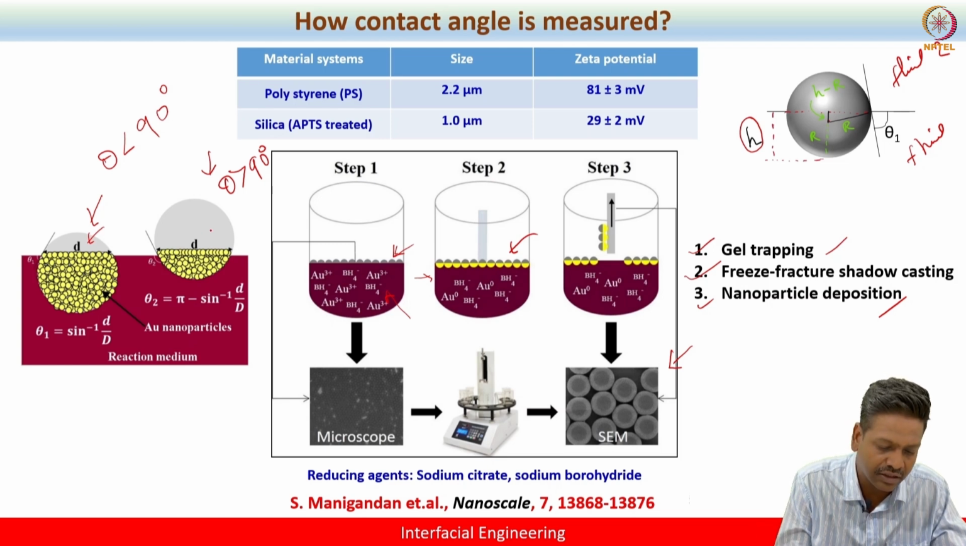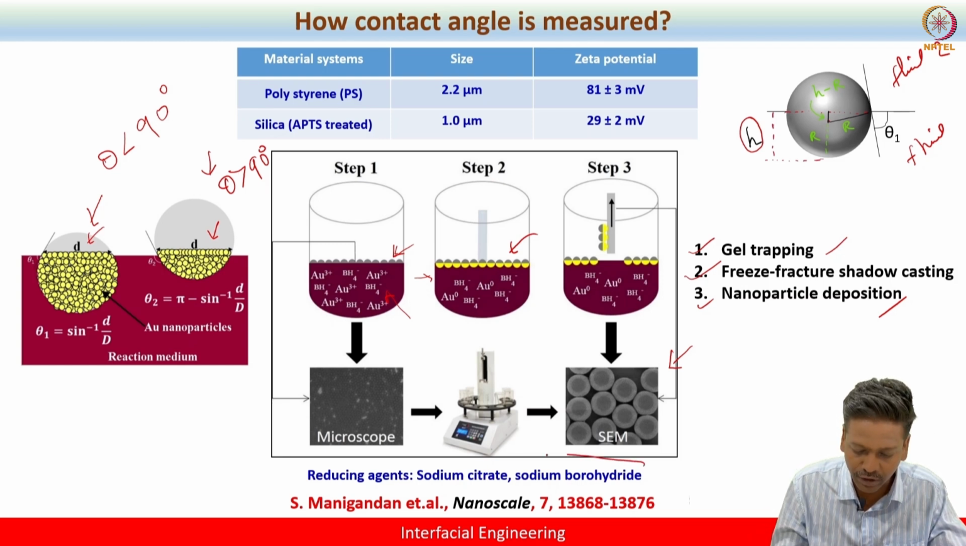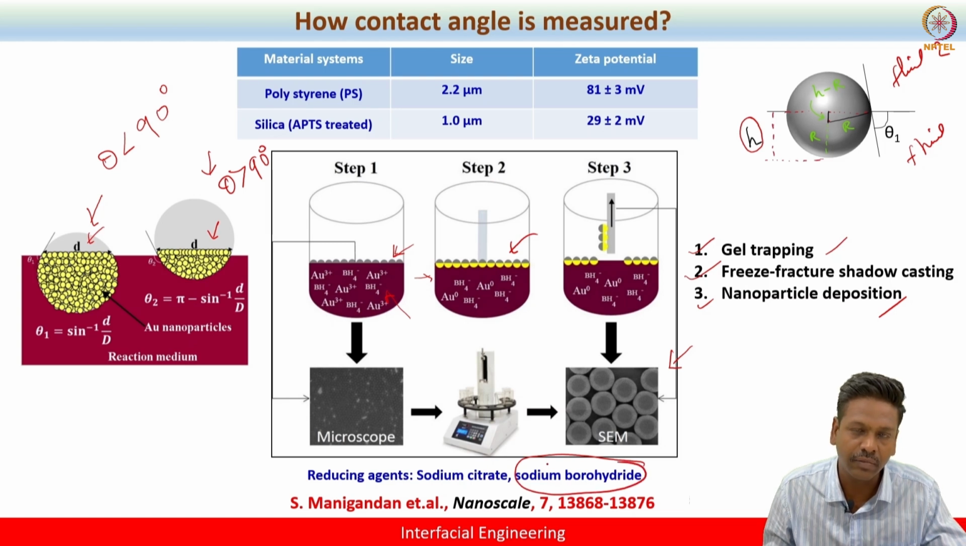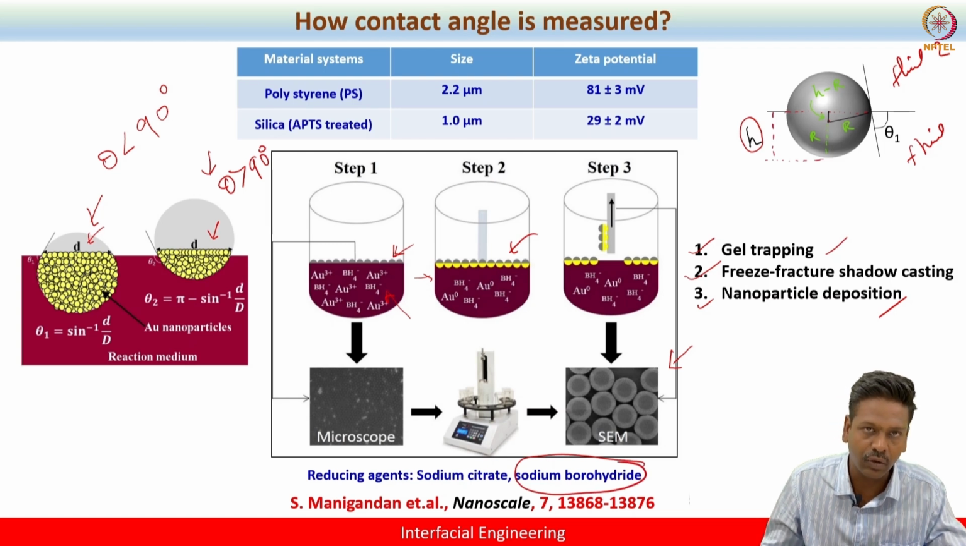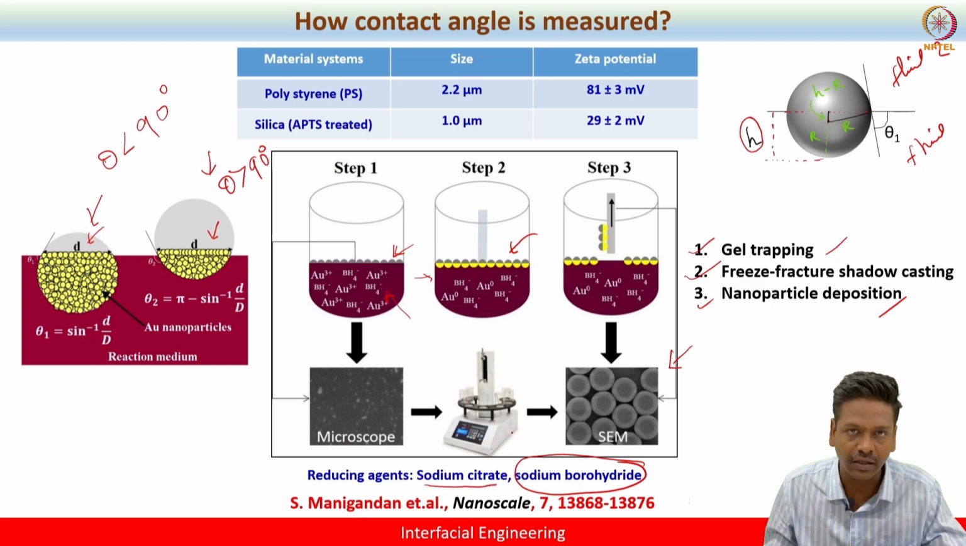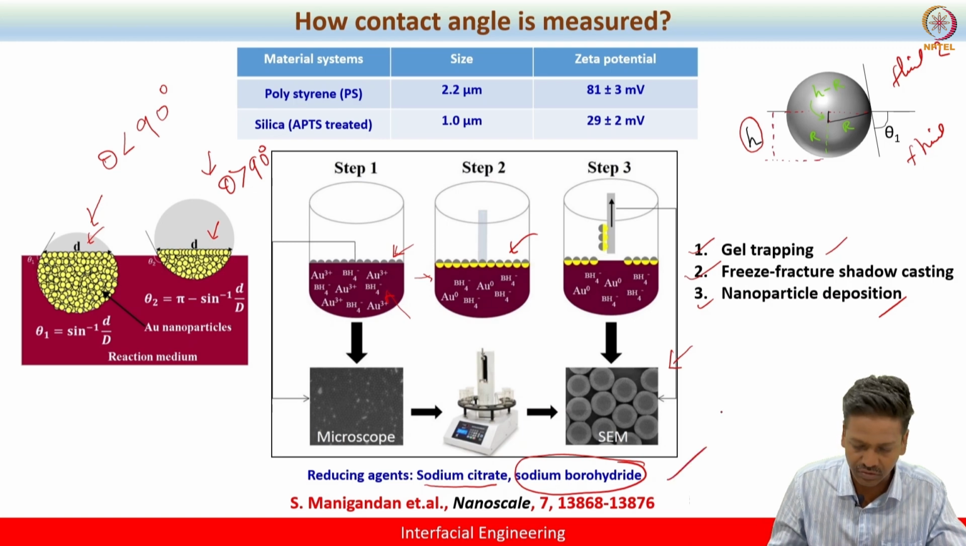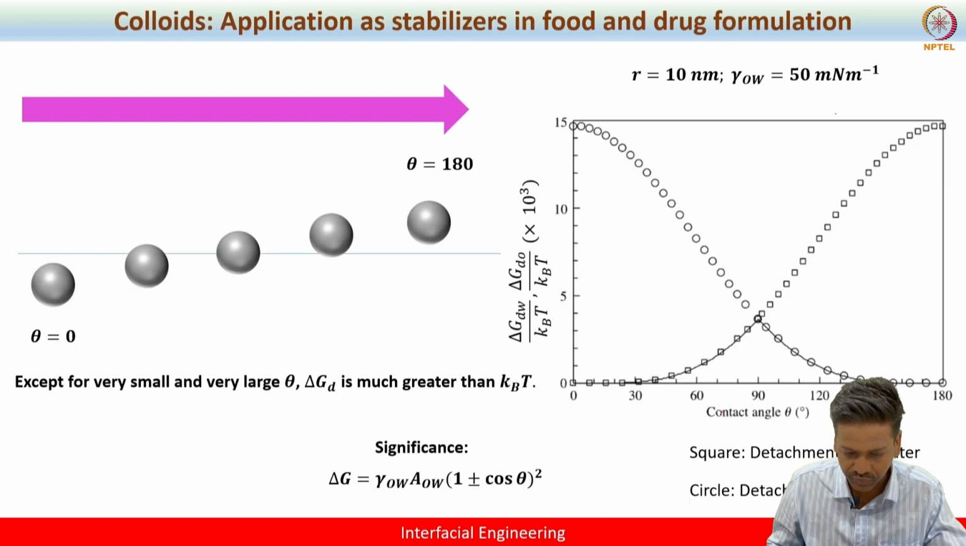In this case, D is not the uncoated region. D is the coated region for a hydrophobic particle, correct? We used sodium borohydride predominantly to show that this measurement can be carried out at room temperature itself. One can use sodium citrate and other reducing agents, but they work at a slightly elevated temperature. So it is better to use sodium borohydride.